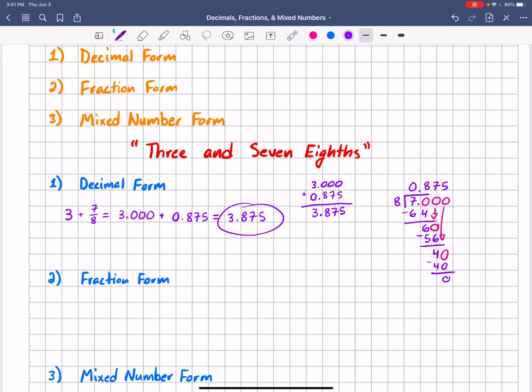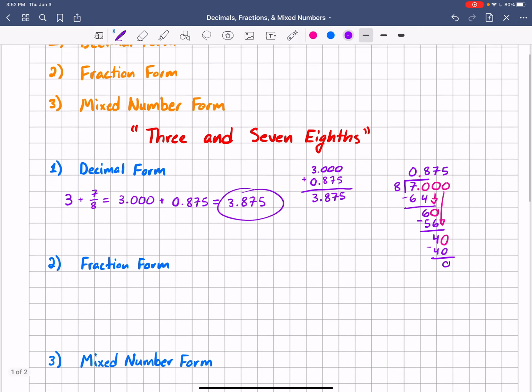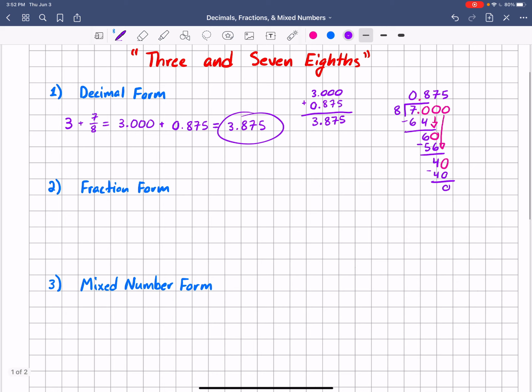Next, we have the fraction form that we want to convert it to. Now for fraction form, there are two ways of doing this. The first thing we can do is rewrite what we have above, which is 3 plus 7/8.